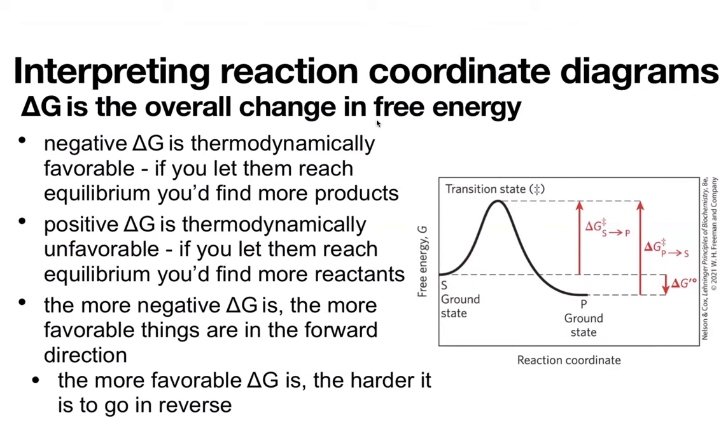Now, delta G is the difference between our substrate and our product. And remember that a negative delta G is thermodynamically favorable. That's saying if we let them reach equilibrium, you'd find more products. If we let the leprechauns hang out by the rainbow, you're more likely to find them by the pot of gold if you let them reach equilibrium. Alternatively, a positive delta G is thermodynamically unfavorable. That would mean your products had a higher energy than your substrates, and this would be unfavorable because now it's easier to get back to the other side of the rainbow where there wasn't gold before. The more negative delta G is, the more favorable things are in the downward direction. So the farther down this P state is, the more favorable it is, and the more favorable it is, the harder it is to go in reverse.